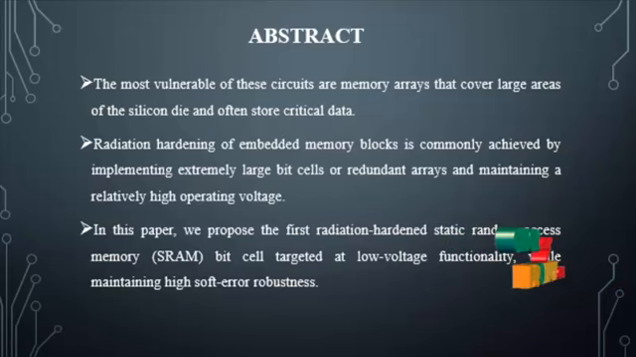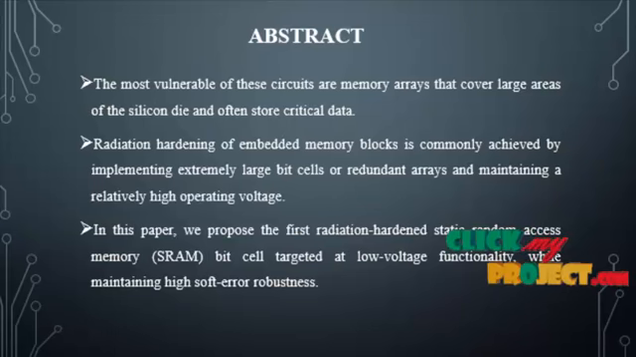by space applications. The most vulnerable of these circuits are memory arrays that cover a large area of the silicon die and often store critical data. Radiation hardening of embedded memory blocks is commonly achieved by implementing exceptionally large bit cells or redundant arrays and maintaining a relatively high operating voltage.